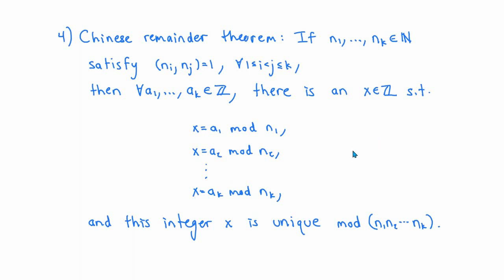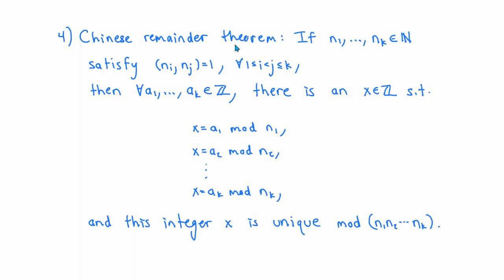So let's suppose that you have k different moduli n1 to nk, and that you have k different residue classes a1 to ak modulo all of those moduli. The question is, given this information, can you find an integer x with the property that x is equal to ai modulo ni for every i going from 1 to k?